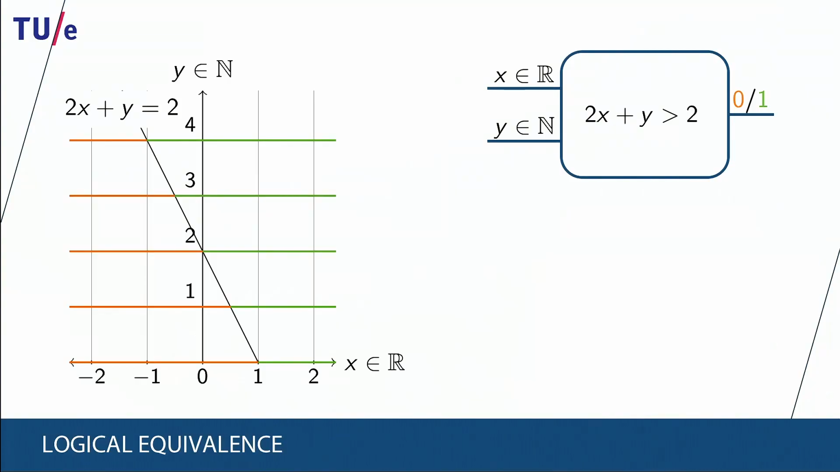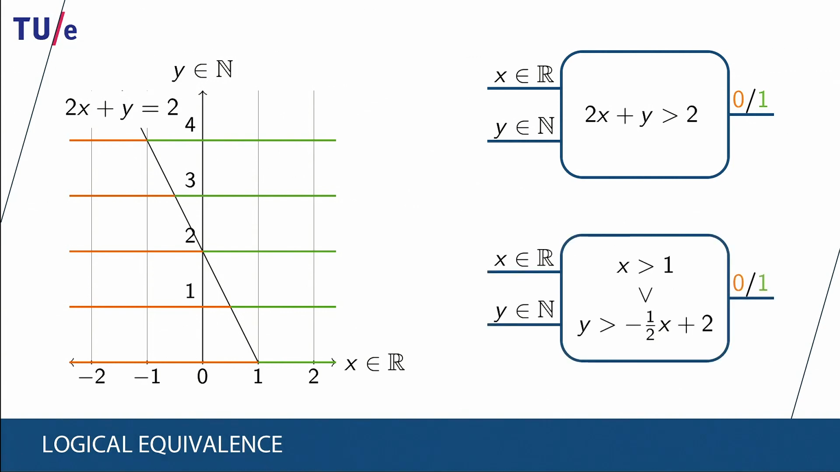Thinking of a predicate as the specification of a device that takes input of a certain type and produces a truth value as output, you can probably imagine that different predicates may result in the same behavior of the device. For instance, when we draw the graph associated with the predicate x greater than 1 or y greater than minus a half x plus 2, then we may notice that it is identical to the graph associated with the predicate 2x plus y is greater than 2. We can therefore not distinguish devices programmed with the predicate 2x plus y is greater than 2 and with the predicate x is greater than 1 or y is greater than minus a half x plus 2 on the basis of their behavior. The predicates are said to be logically equivalent.